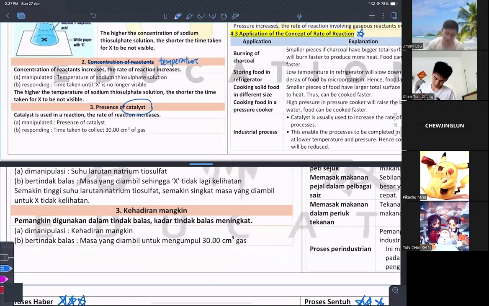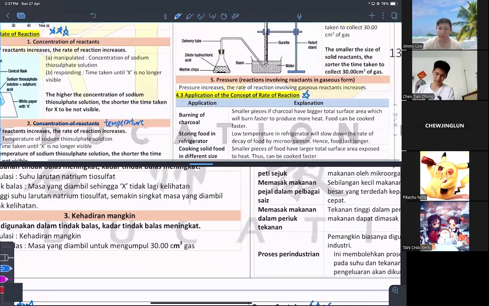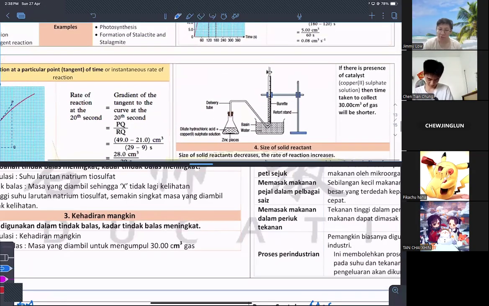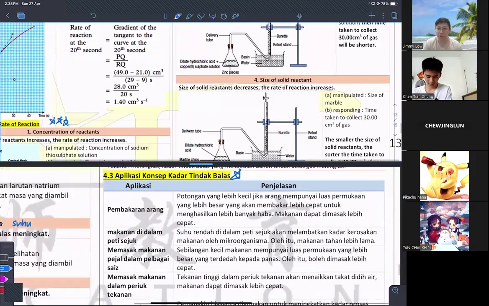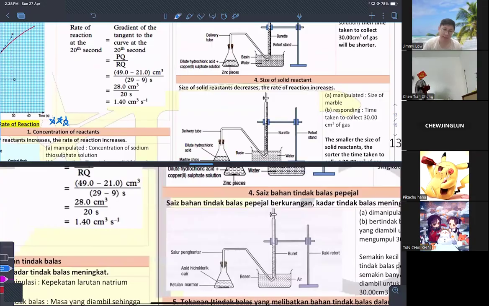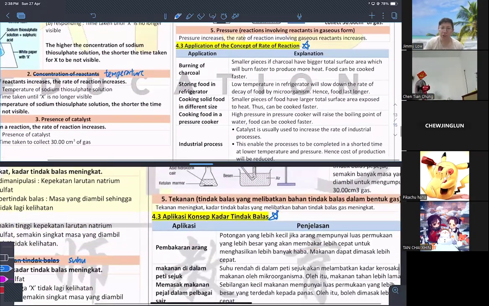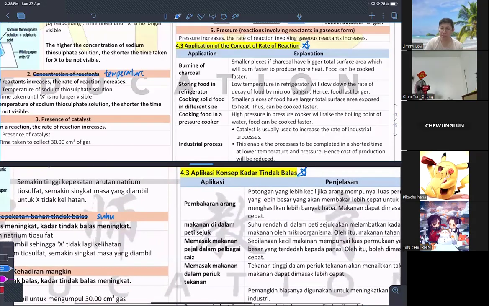Catalyst is something that speeds up your chemical reaction. Bear it in mind: catalyst speeds up chemical reaction. Pemangkin, meningkatkan kadar tindak balas kimia. Then the size of the solid. So you have only got 4 factors to ask you. The question will ask you in bahagian A or bahagian B as well, the application of the concept. Just give yourself 1 star here.